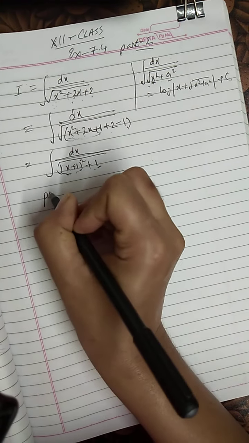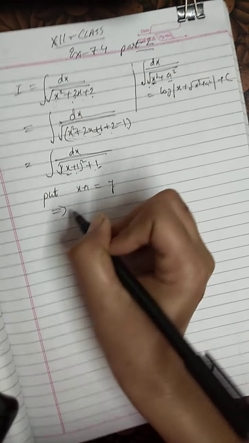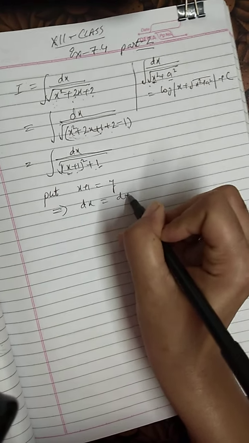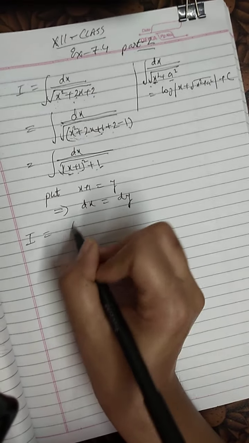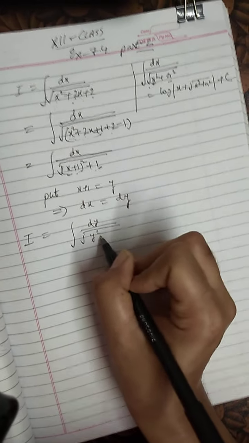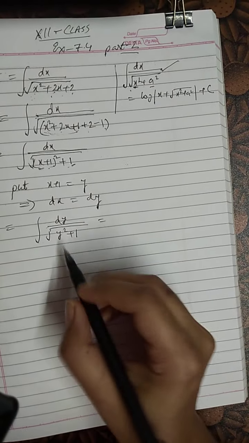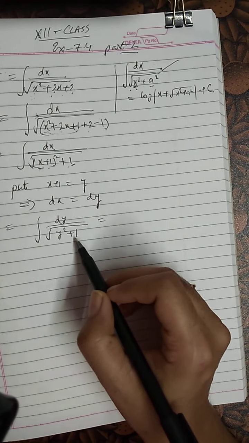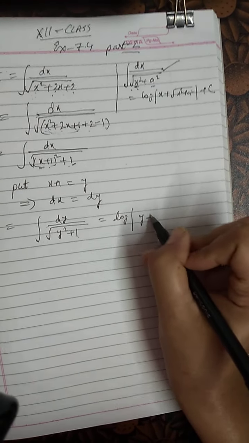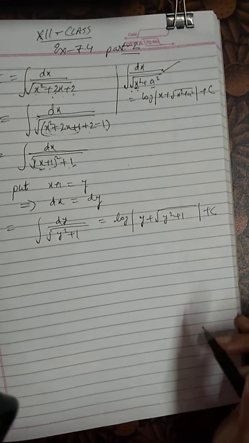So now we will put x plus 1 as y, which implies when I differentiate both sides, I will get dx equals dy. So our integral will become dy divided by root of y square plus 1. Now directly we can apply this formula. Instead of x square, we have y square, and the value of a square is 1. We will write this as log of modulus y plus root of y square plus 1 plus constant.